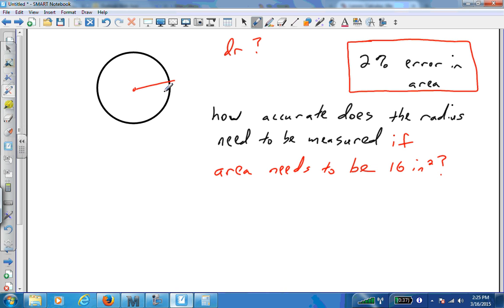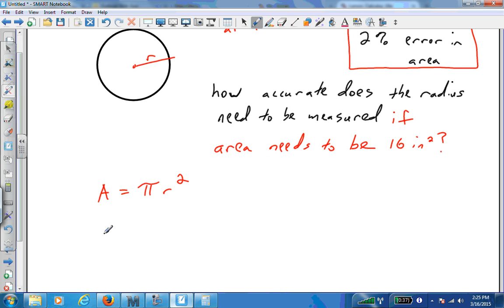So if we're looking at a circle, then of course the area is pi r squared. So let's begin by comparing the error in the area to the error in the radius. So dA over dr is 2 pi r. Pi is a constant, bring the 2 down, r to the 1 less power. So dA is 2 pi r dr.